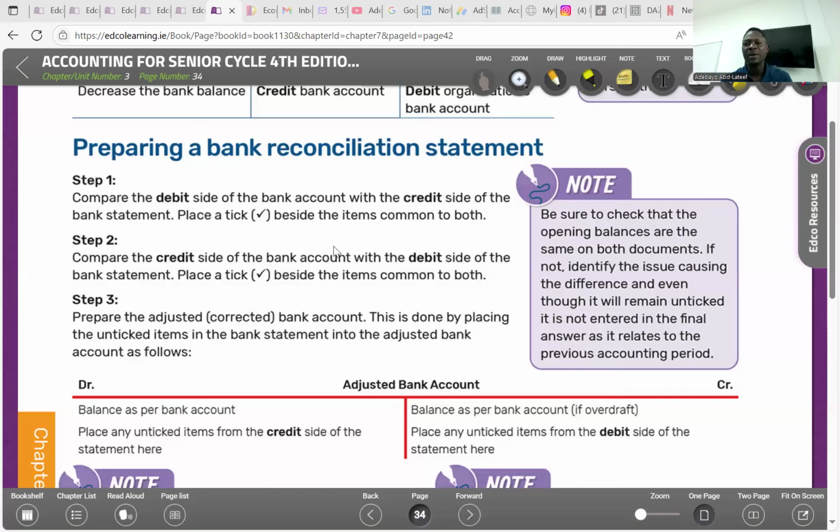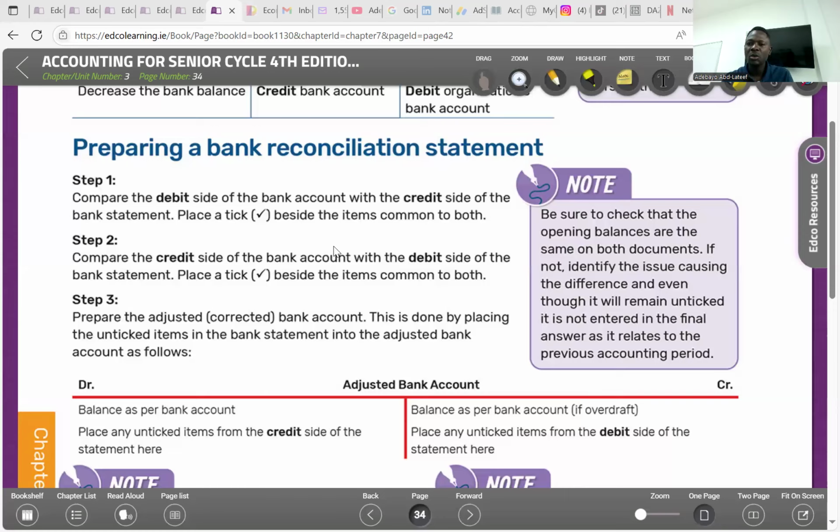When we are preparing the bank reconciliation statement, the first step is to compare the debit side of the bank account with the credit side of the bank statement. The bank account is the business's account, which it has in its office. You compare it with the credit side of the bank statement. So the debit side of your bank account must be equal to the credit side of your bank statement. How do you know if it is? If they tally, you place a tick on each box.